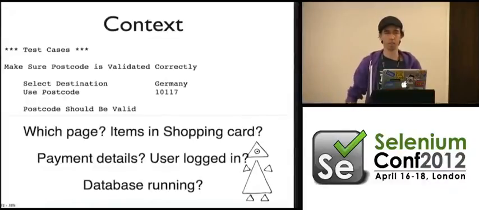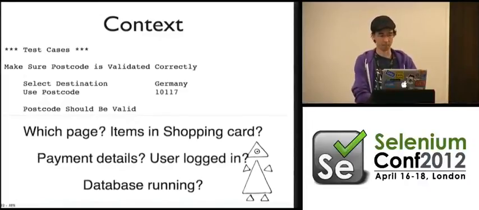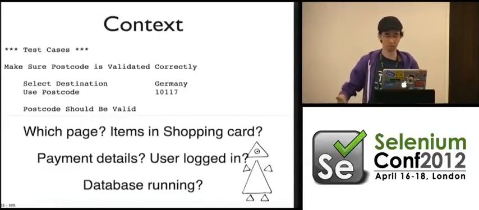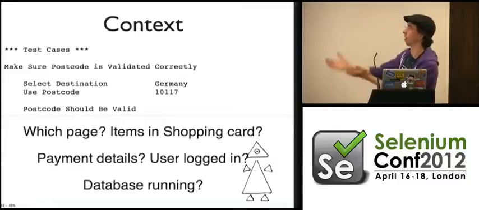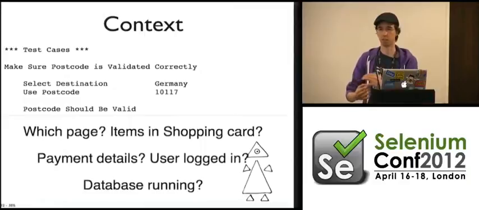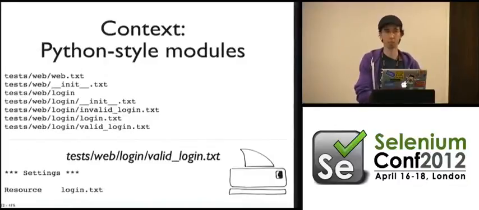Maybe I have a web shop that sells something, and I want to make sure that the postcodes are validated correctly. Given I select the destination Germany, then the postcode 10117 should be valid. And in this example, I don't know which page I'm on. Are there items in the shopping cart? Has the user needed to add payment details? Is the user logged in? Maybe that's a step after that. Is the database running? I don't know about that, but I let the context provide that information for me.